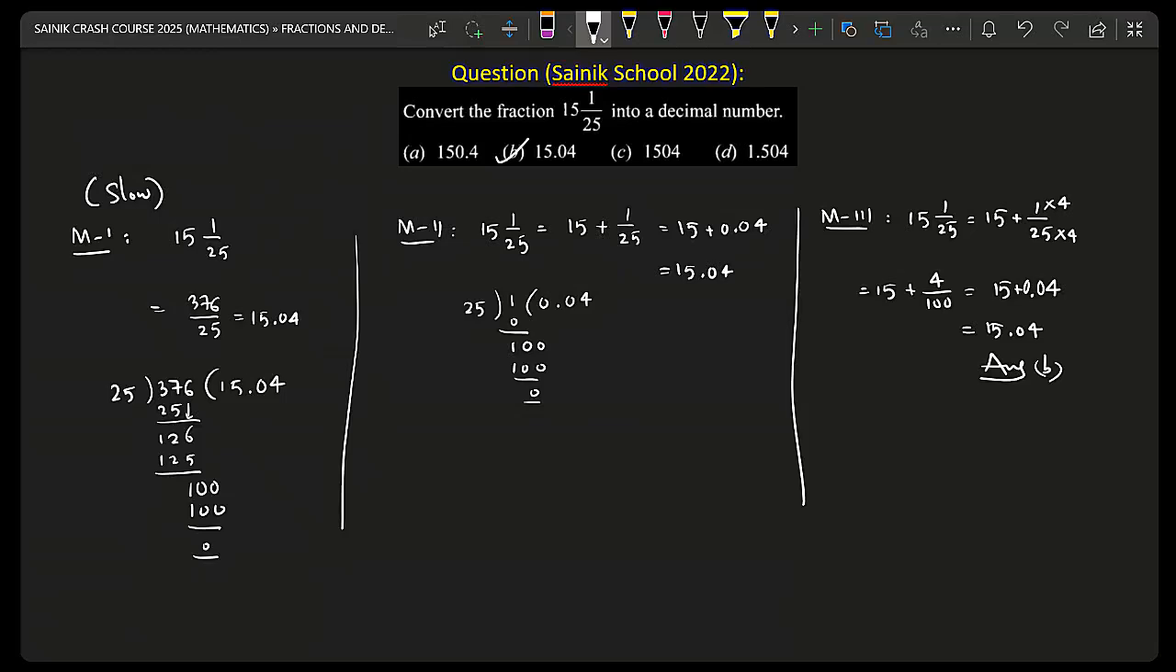Method 3 is 15 1 by 25. Can you write 15 separate and 1 by 25 separate? Yes. Can I convert 25 into 100? Yeah, by multiplying by which number? Sir, 4. So numerator also we should multiply by 4, right? Yes, sir. 1 into 4 is 4. So we got 4 by 100. 4 by 100 we can write in decimal form 0.04. Yes, sir. So we get 15.04 as the answer. Okay.